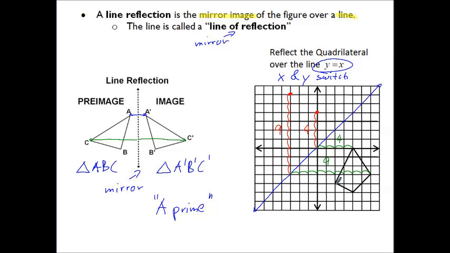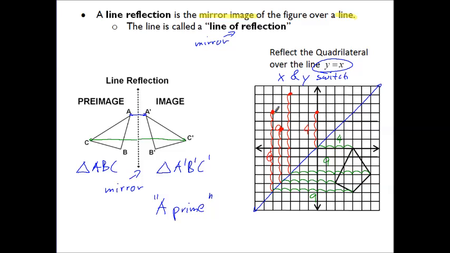Let's continue onwards. 1, 2, 3, 4, 5, 6. And now up 1, 2, 3, 4, 5, 6. And our last point is 1, 2, 3, 4, 5, 6, 7, 8, 9 steps. And now 1, 2, 3, 4, 5, 6, 7, 8, 9 steps up.